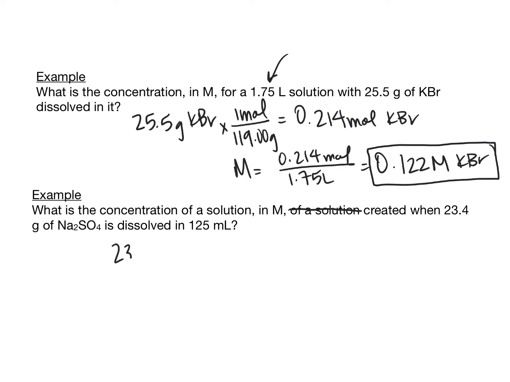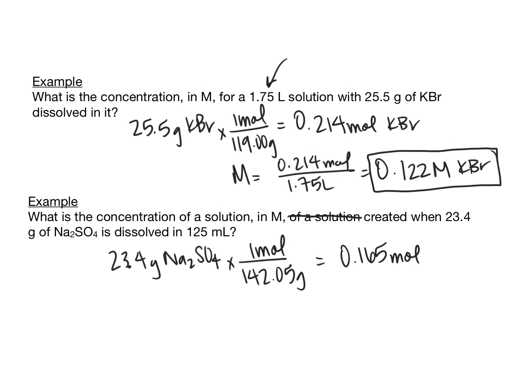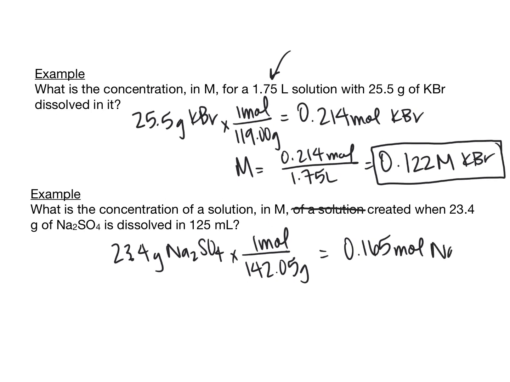So we're going to take our 23.4 grams of sodium sulfate, divide that by the molar mass, which is 142.05 grams in 1 mole. It's going to give me 0.165 moles of Na2SO4. So the molarity is moles divided by liters, but our volume is at 125 mL. So we're going to take our 125 mL, divide by 1,000 mL in 1 liter, and that gives us 0.125 liters.